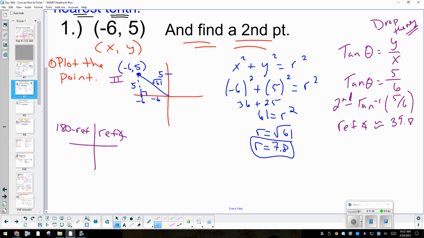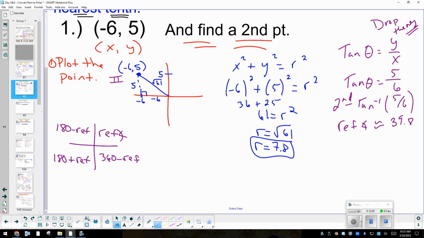Third quadrant, you do 180 plus the reference angle. And what do you guys think you would do in the fourth? What would you use? 360. And this will get you your, that's an F. Looks like a T. Sorry. Right? And this will give you guys your theta. This is how you find your thetas.